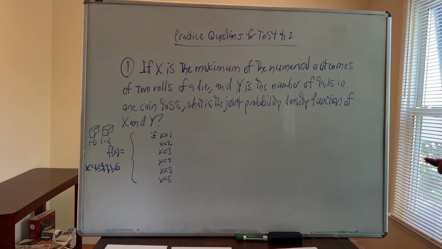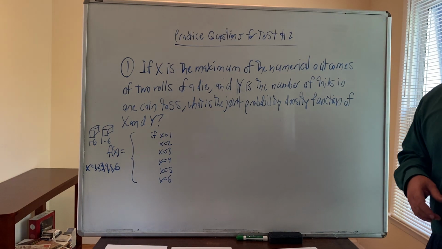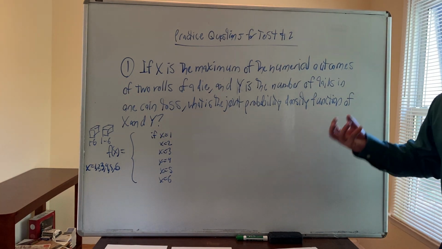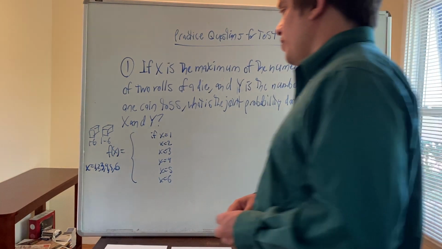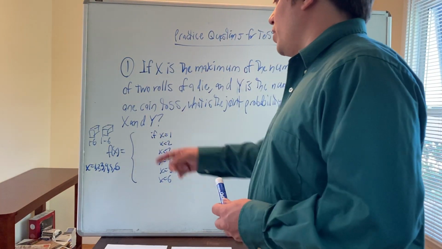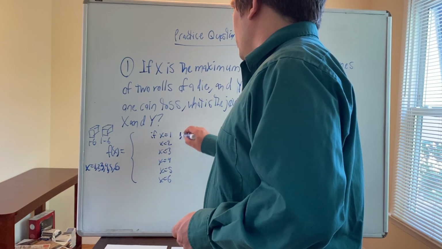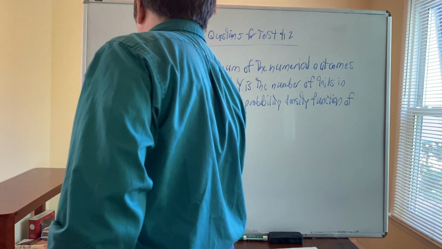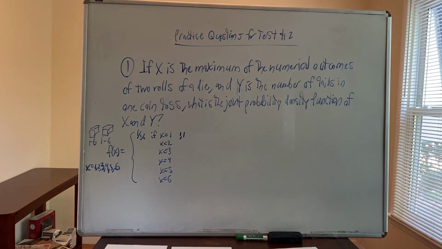How many rolls are there? There are 36 different outcomes of 2 rolls of a die: 6 for the first roll, 6 for the second roll, 6 times 6, 36 ways to roll both dice. So how many ways could the maximum be 1? The only way is if both are 1, so that's 1 out of 36. 1 over 36 is the probability the max is 1.